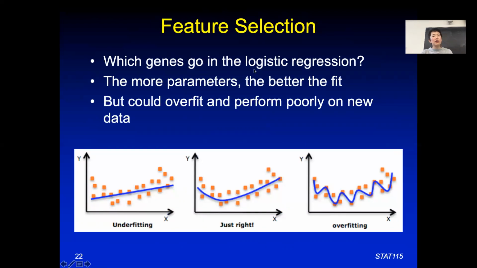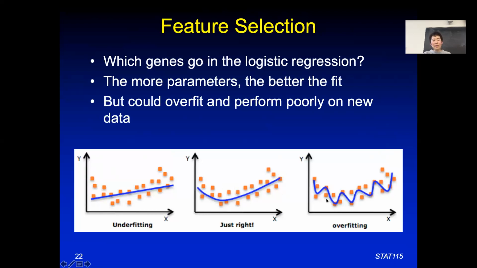Which genes go into this logistic regression? You can imagine the more genes I include, the better it can fit my current data, but it's likely to overfit and perform very poorly on data you haven't seen. Supposedly my data look like this. With underfitting, in this case, I only have very few parameters, like a line. It can roughly fit, but not so great.